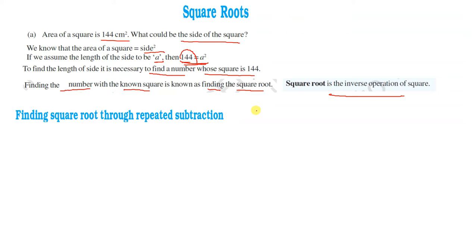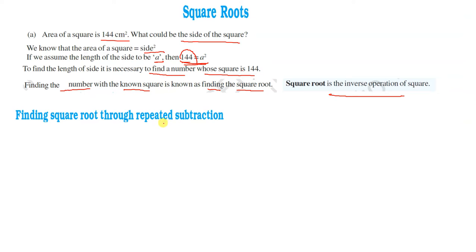Now we have different methods of finding the square root: repeated subtraction method, prime factorization method, and division method. So let us first study the method of repeated subtraction.